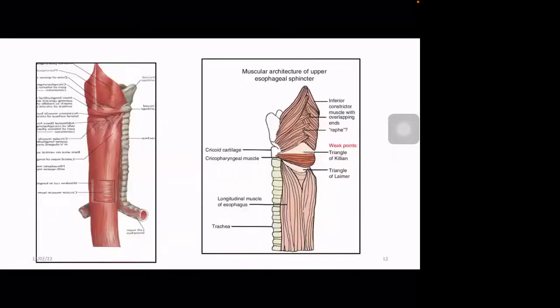Again, the same thing. You can see here the thyropharyngeus and cricopharyngeus. Here is your Killian's triangle. Here is your outer longitudinal muscle; the highlight is the outer longitudinal muscle. The area where there is no longitudinal muscle, and you can see only the inner circular layer of the esophagus, is your Laimer's triangle. That is another weak point. Okay, this is the diagram which is given in Shackelford.